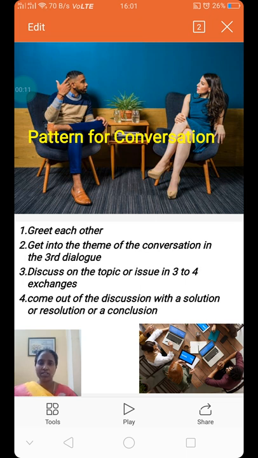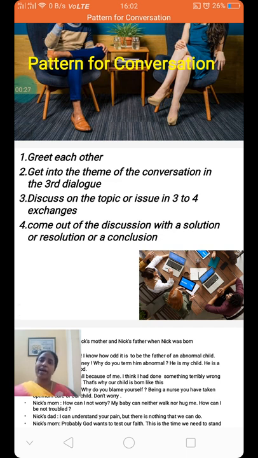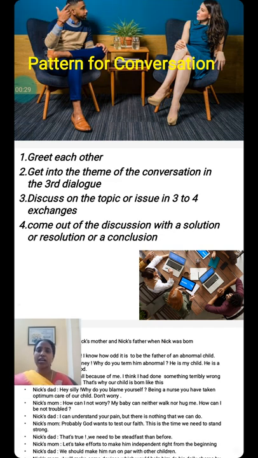Conversation is a major discourse. It contains 10 marks and it is a paper 1 skill wherein the question is asked from the textual content. Right? Now let's get into the pattern, how we need to make a conversation. In the conversation, firstly, we need to greet each other. Second, get into the theme or the core of the conversation.